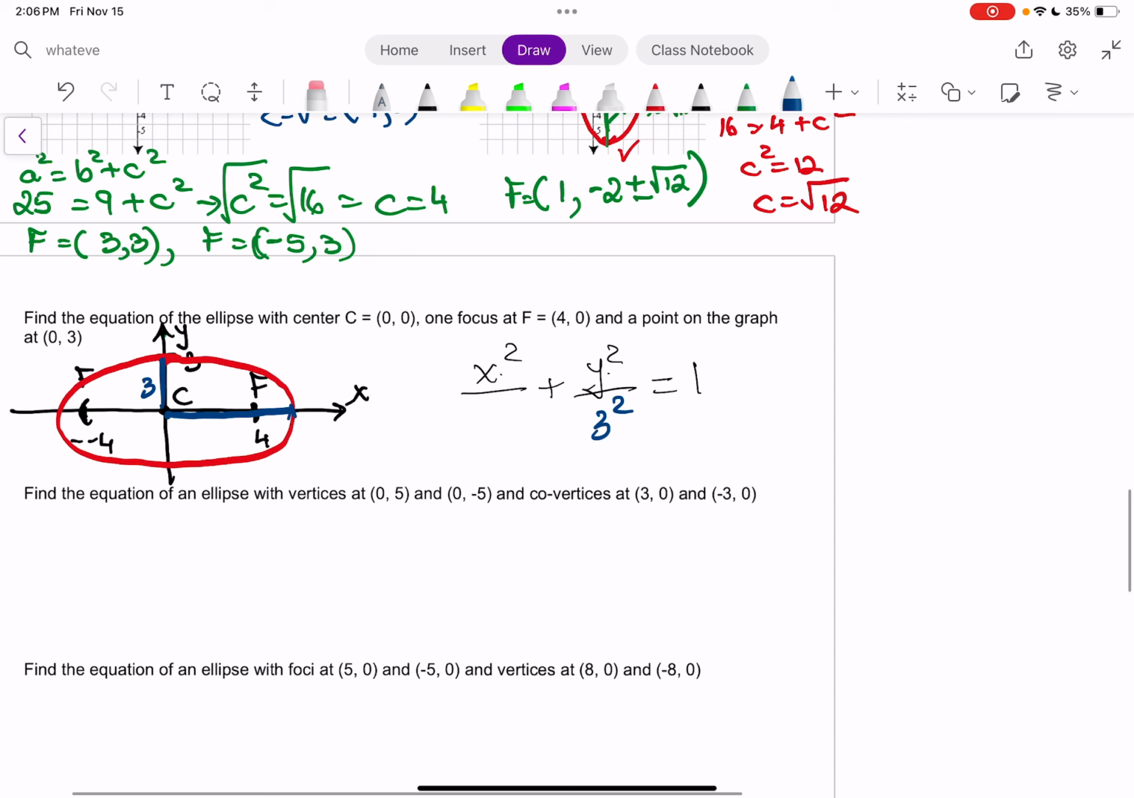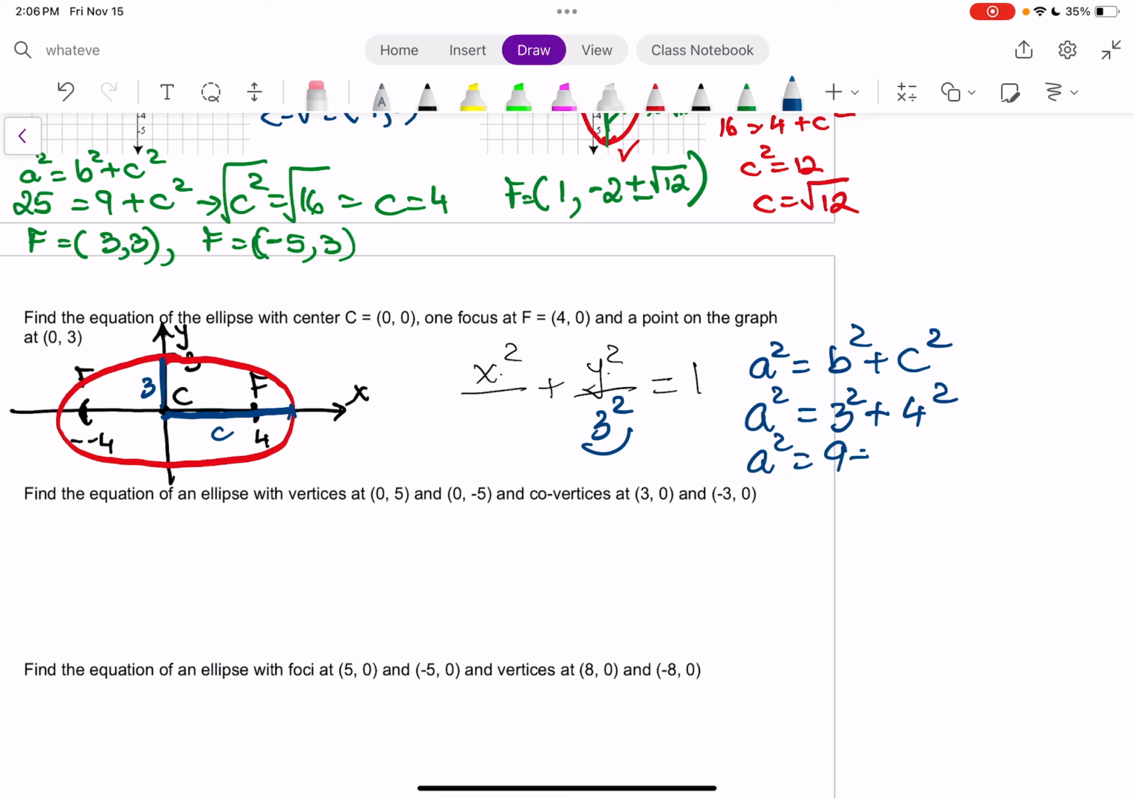And so to find a squared, I have to simply use the equation we've been using that puts the vertices, co-vertices, and the foci together. So a squared is the one that we actually have to find. B squared is this 3 squared that we have. C is the distance from the center to the focus, and that's 4 units. So there you have it. a squared has to be 9 plus 16, which is 25. And of course, we already know that b squared is going to be 9. And there it is.